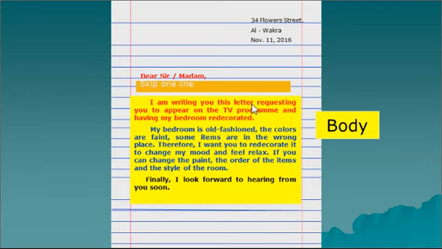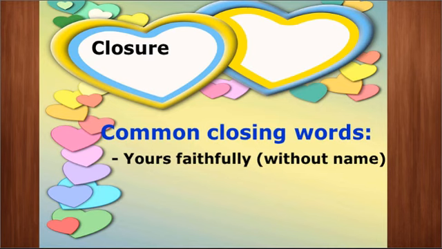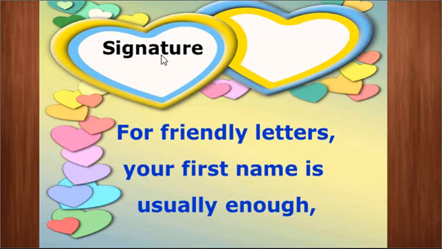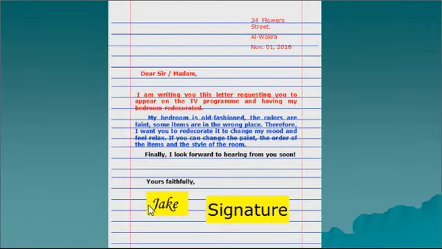This is an example of the body: first, second, third paragraph. And we come to the closure. Common closing words used: faithfully. And this is a complete example of a formal letter. Signature: for friendly letters, your first name is usually enough. This is related to friendly letters and informal letters, like this.